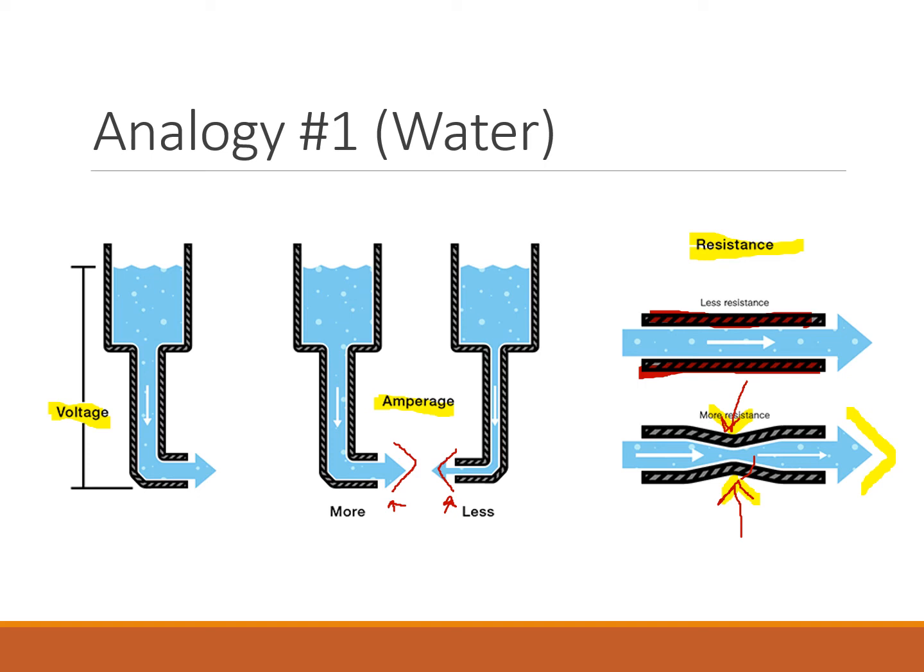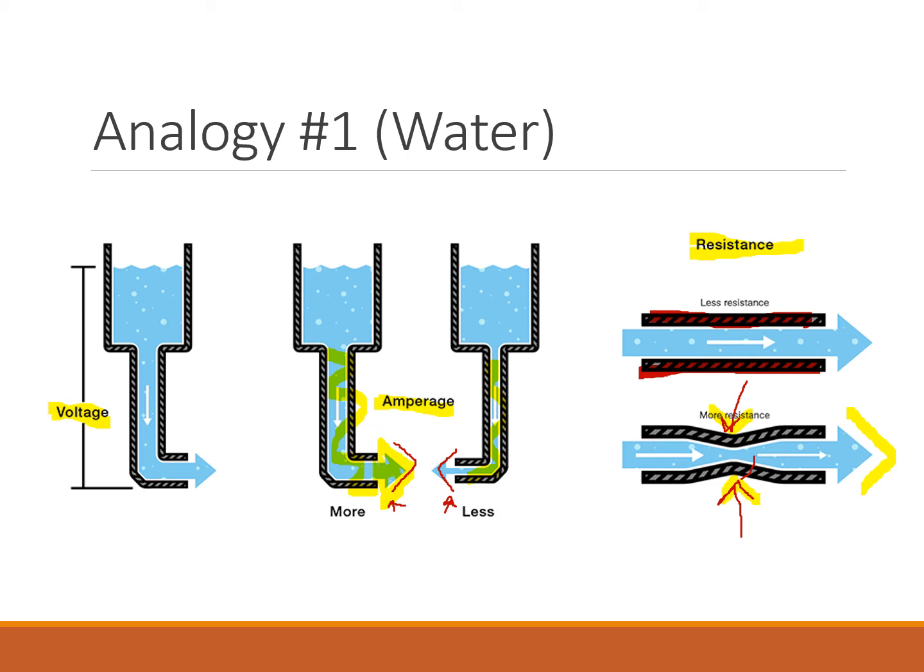Moving to the middle image, we have amperage. Now remember, amperage is the rate of flow. So this pipe is bigger than our pipe on the right. And so our current is greater on the left. So the rate of flow is greater on the left.